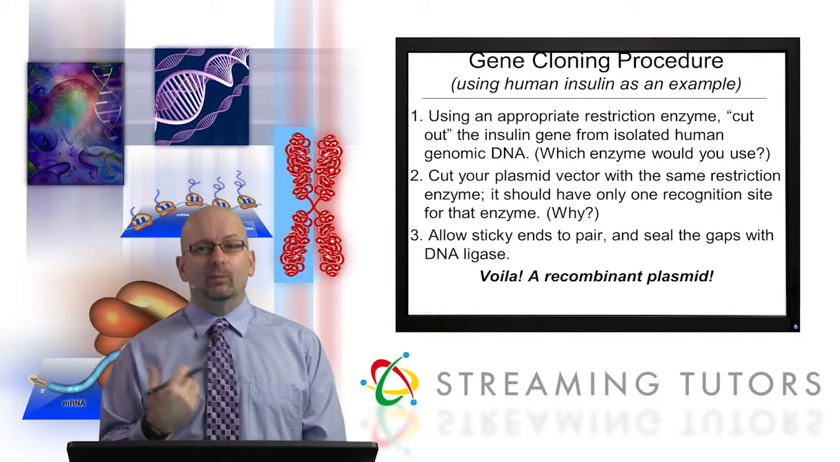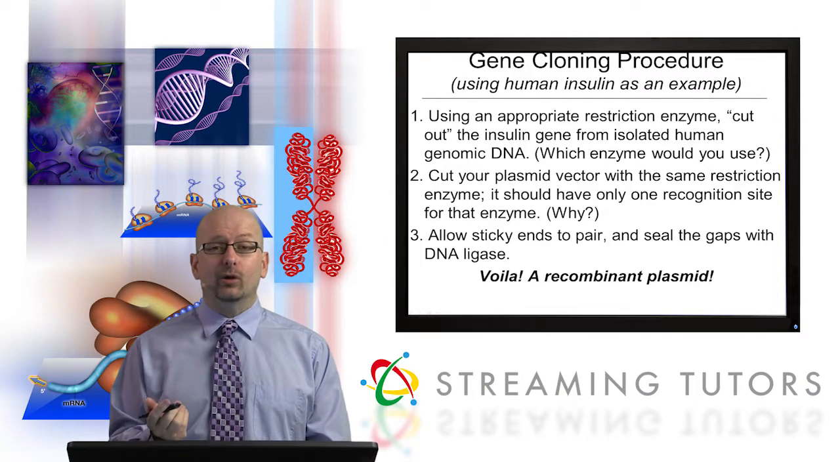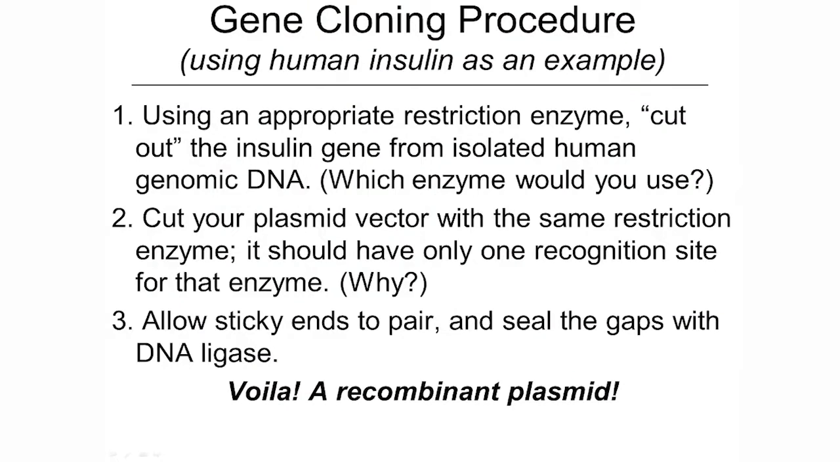All right, so with this background, let's actually go through the procedure of cloning. It could be anything, but we're going to use the human insulin gene as our example. Number one, using an appropriate restriction enzyme, and we'll discuss what appropriate means in a second, our goal is to cut out the human insulin gene from the whole mass of the human genome, which contains, as we said, billions of base pairs.